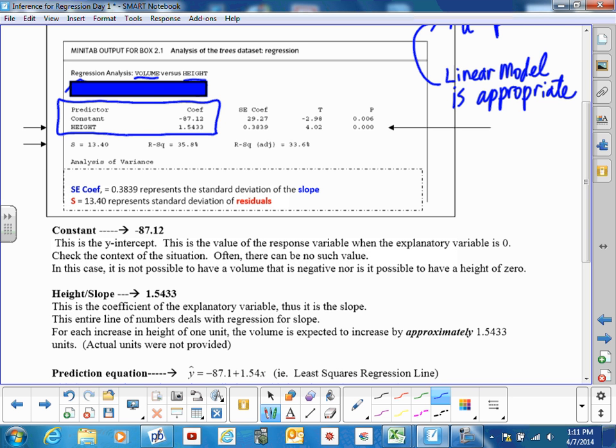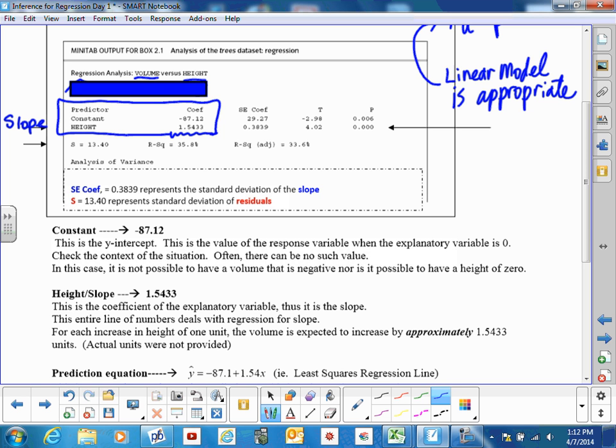Which one of those is the slope? The bottom one is the slope, because this is the line all about slope. That's your x variable, so the coefficient with your x variable is the slope. And so how would you interpret this slope, by the way? You would say, for every 1 unit increase in height, what's going to happen? Volume increases. The volume increases by about 1.5433 units, whatever that is.